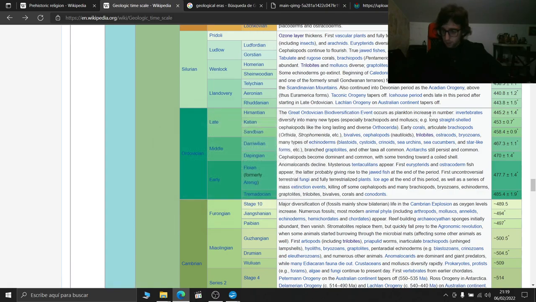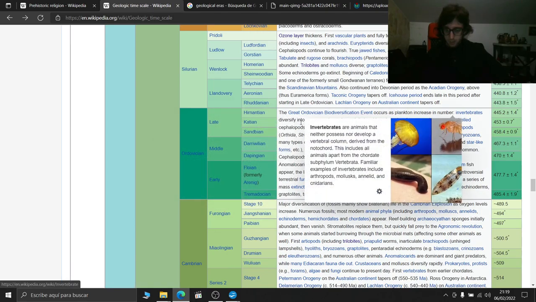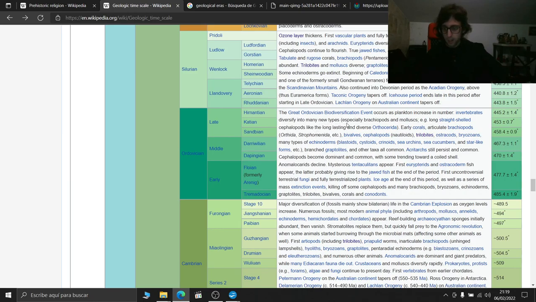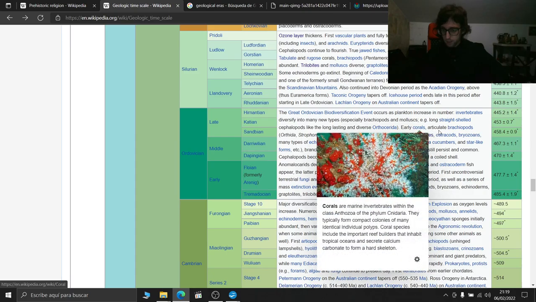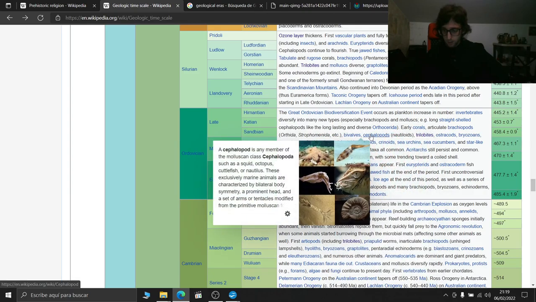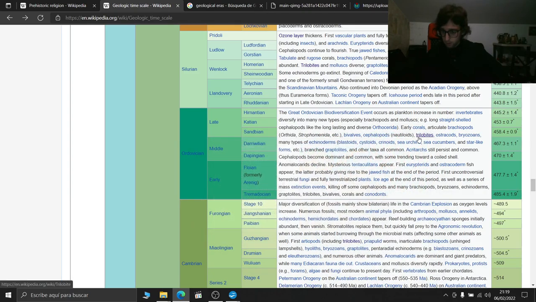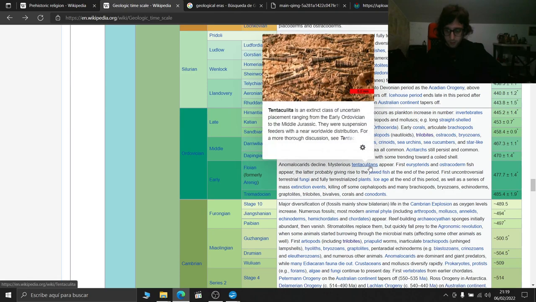The great Ordovician biodiversification event was an evolutionary radiation of animal life through the Ordovician period. Occurs as plankton increase in number, invertebrates diversify into many new types: early corals, bivalves, cephalopods, trilobites, ostracods, bryozoans, mysterious tentaculitids. What is this?